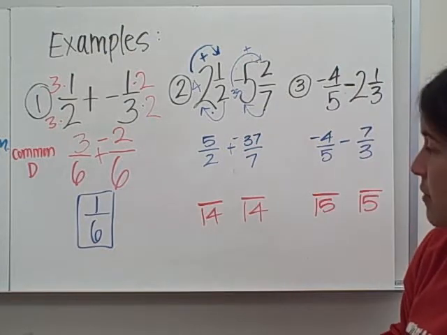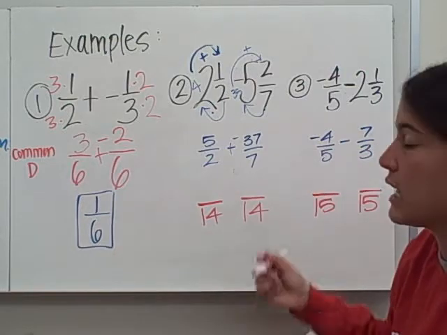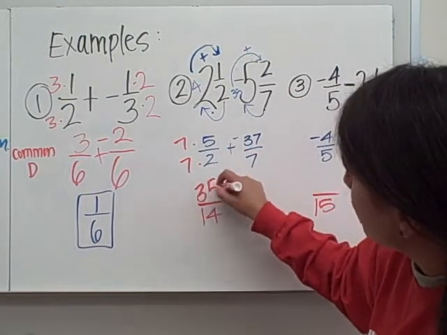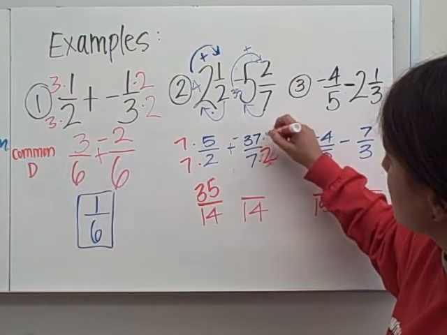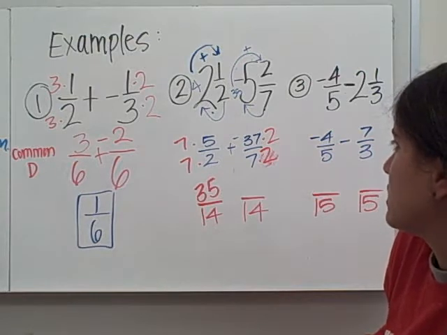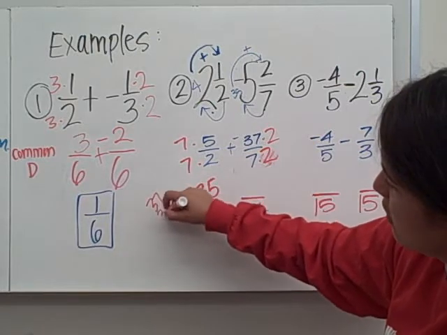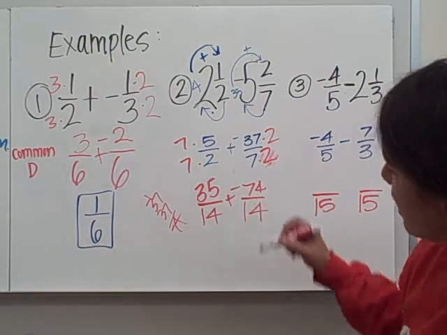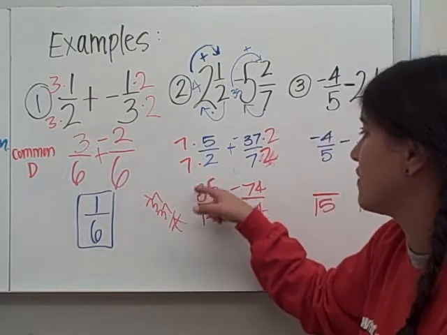And now I have to find a common denominator. Between 2 and 7, I know my common denominator is going to be 14. So 2 times 7, and that's 14, so 5 times 7 is 35. And then 7 times 2 is 14, so 37 times 2, what is that? 74. So now I have 35 plus -74.